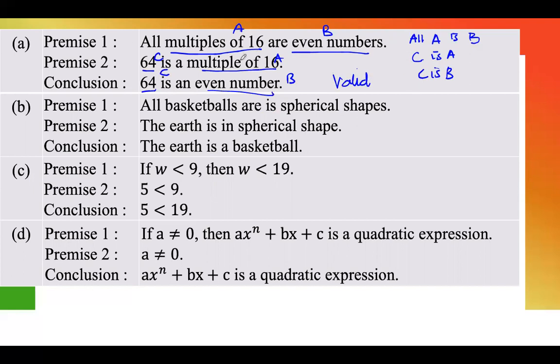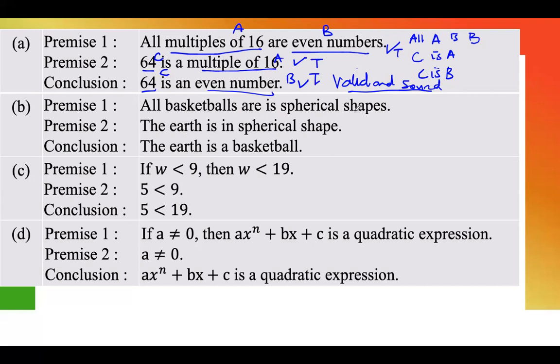Okay. 64 is a multiple of 16. So you use your calculator, 64 divided by 16, you get 4, right? So this is a multiple of 16, correct. This one also correct, right? True, true. 64 is an even number, also true, right? So true, true, true. So this is valid and sound. Okay, valid and sound argument. Okay, now we go to the next one.